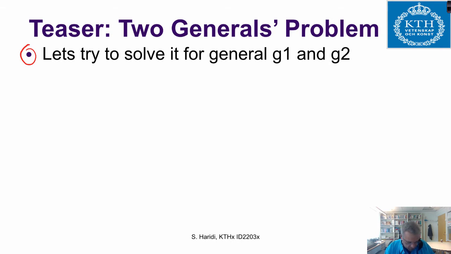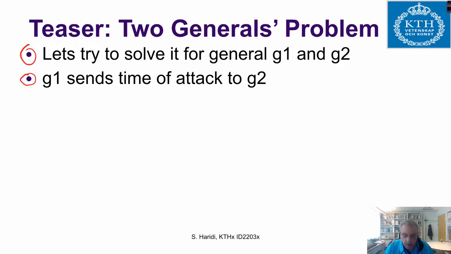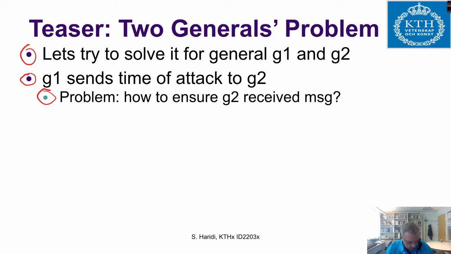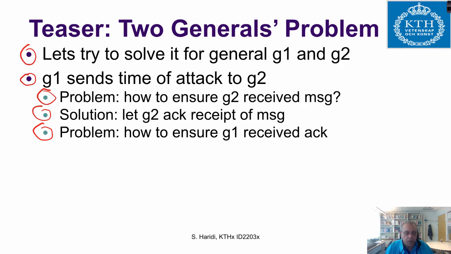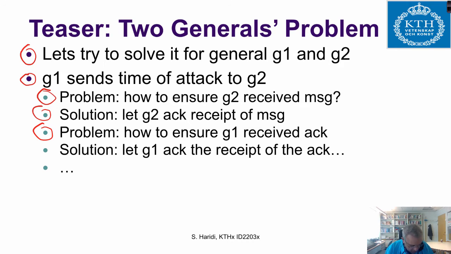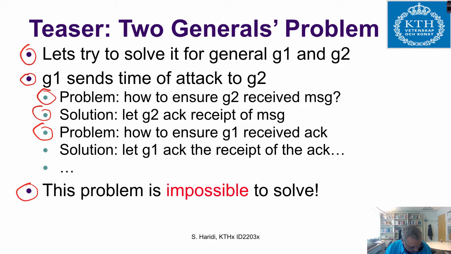So let us see how we can solve this problem for generals G1 and G2. G1 sends the time of attack to G2. And the problem now is, how does General 1 ensure that General G2 receives the messenger? General G1 will know that only if G2 sends an acknowledgement. So we let General 2 acknowledge the receipt of the message. But again, how do we ensure that General G1 received the acknowledgement? For this, General G1 has to send an ACK of the receipt of the ACK. And as you can see, we can go on and on and on, and this problem is impossible to solve. So we have seen here a problem that is impossible to solve in a distributed system.